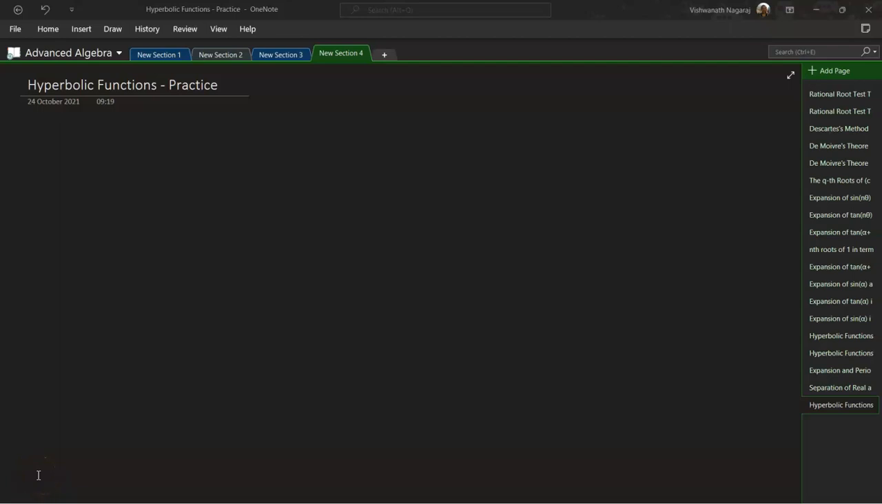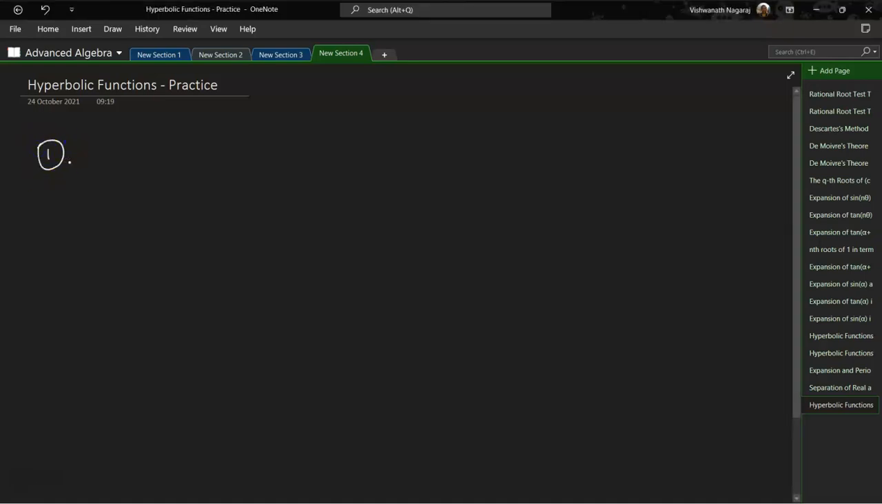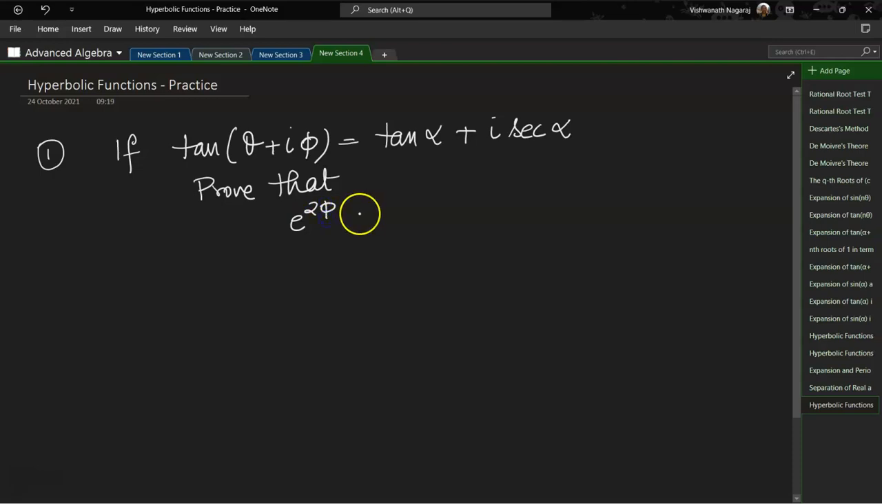Let's solve one or two problems using hyperbolic functions. Okay, let's take the first one. If tan(theta + i phi) = tan alpha + i sec alpha, then prove that e^(2 phi) = ± cot(alpha/2).